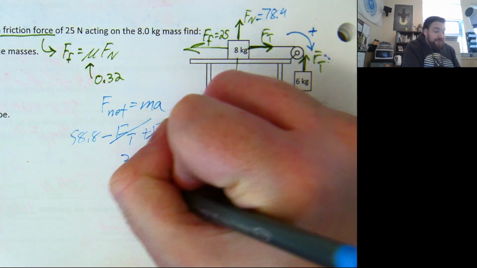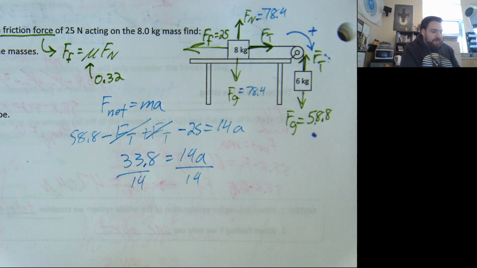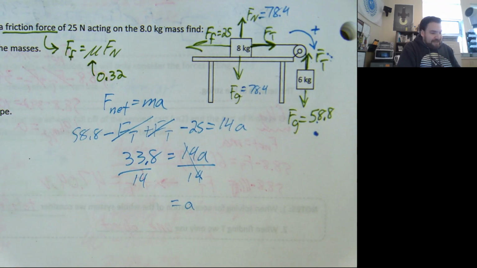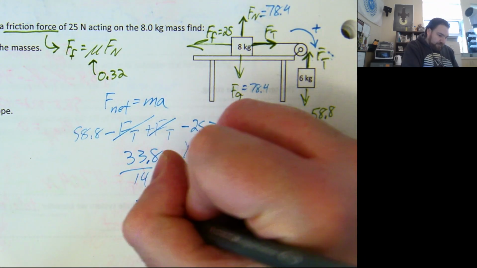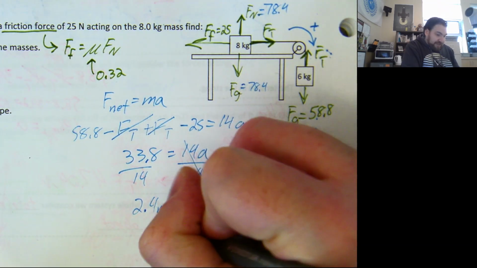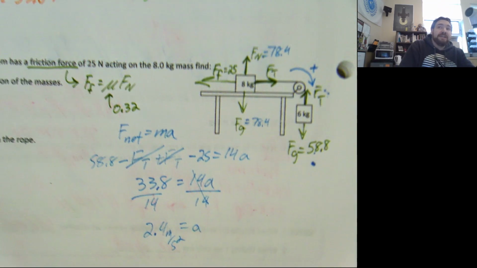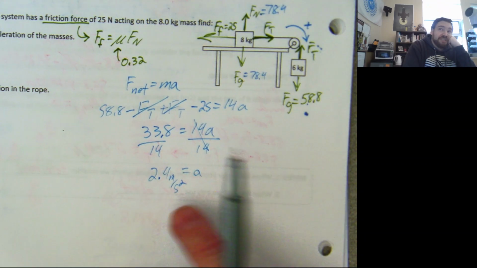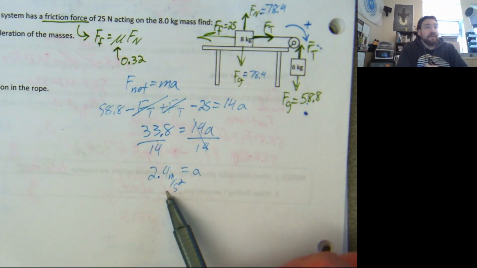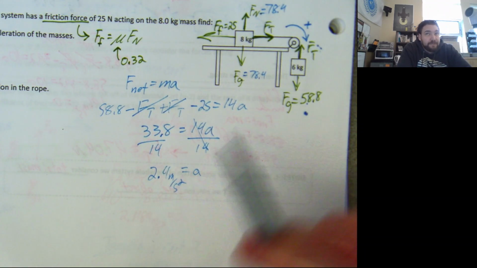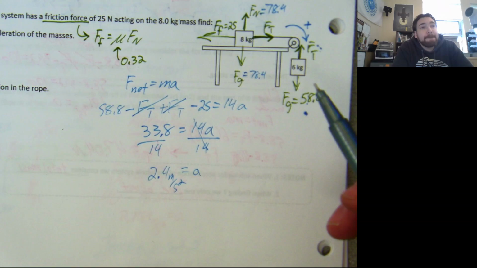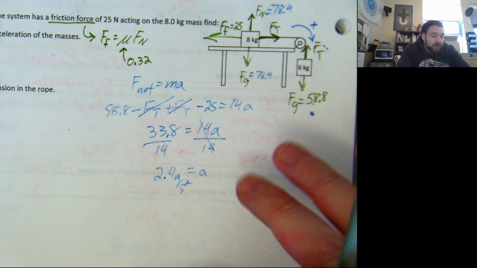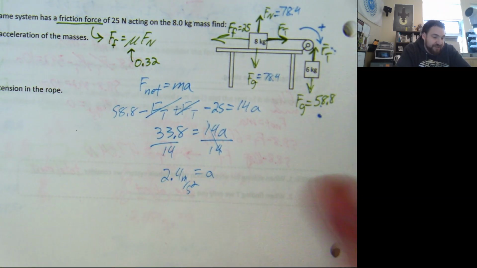You said earlier it was going to be less than the one that we previously calculated. Divide both sides by 14. 33.8 over 14 is 2.4 meters per second squared. You predicted it would be smaller. It is smaller. Without friction, it was 4.2. With friction, it's still sliding, but at a lesser rate. Yes, it's still sliding, but it's slower than what it was with frictionless.